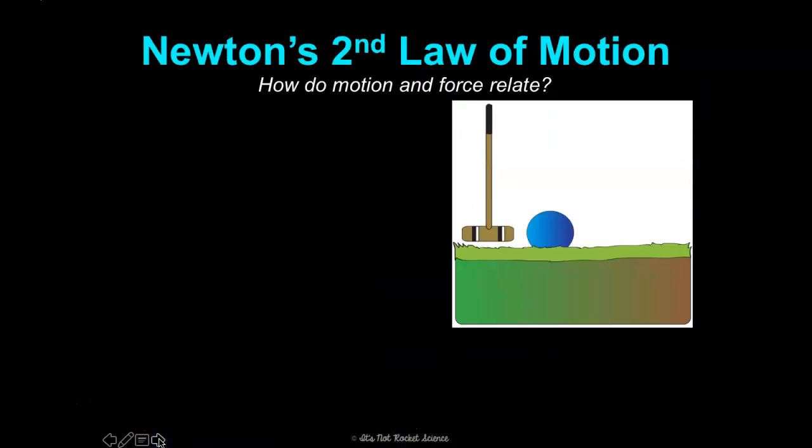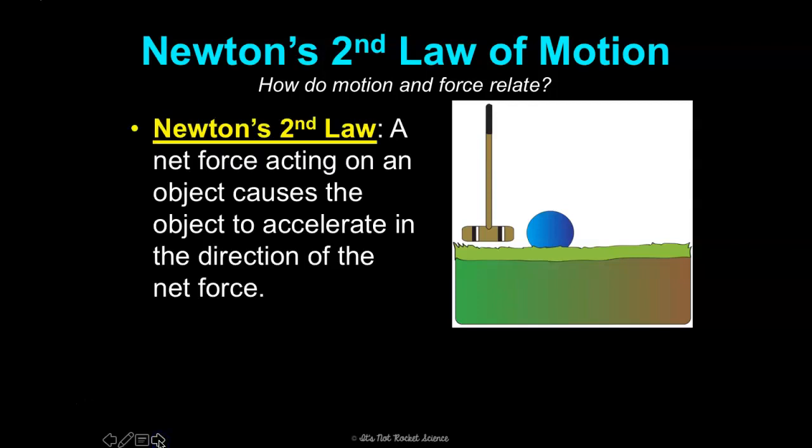All right, so now we're just going to move on to Newton's second law of motion, how do motion and force relate. Newton's second law is a net force acting on an object causes the object to accelerate in the direction of the force. The little example over here is a croquet, because we all play croquet all the time. The croquet mallet hits the little croquet ball, and the ball is going to go in the direction that the mallet hits it with a certain amount of force, right? Pool, even basketball, when you make a pass, you throw it towards the basket. There's lots of examples.